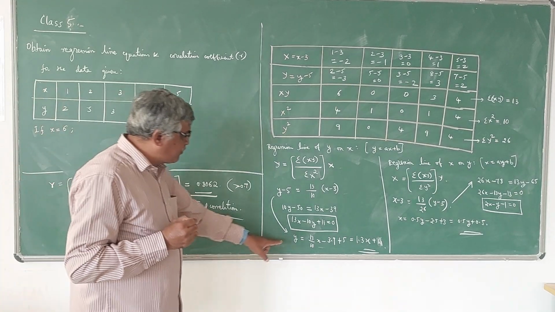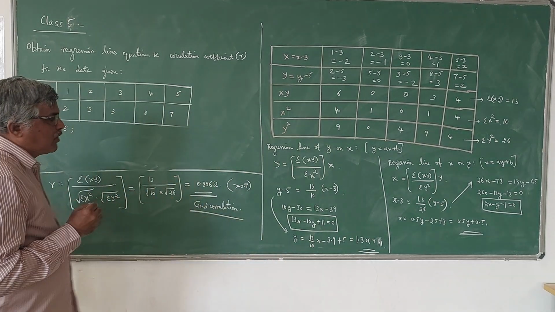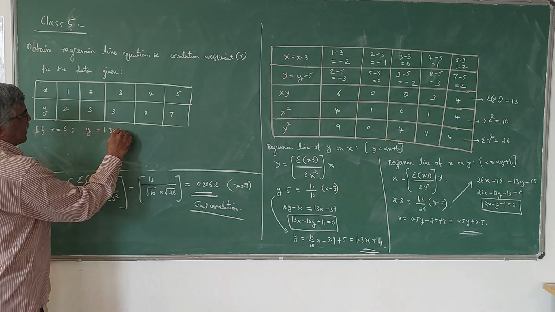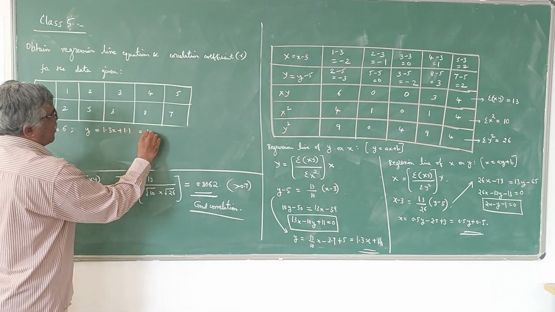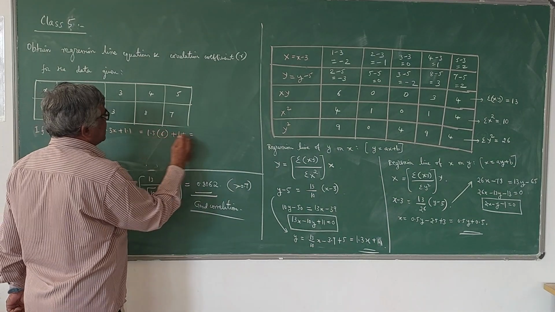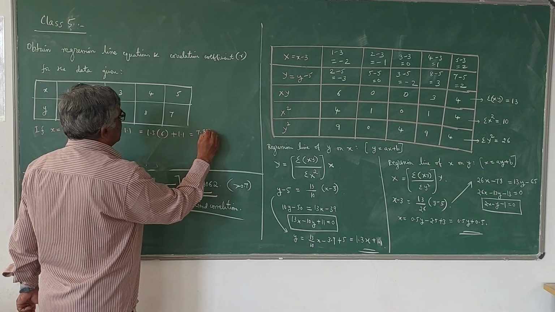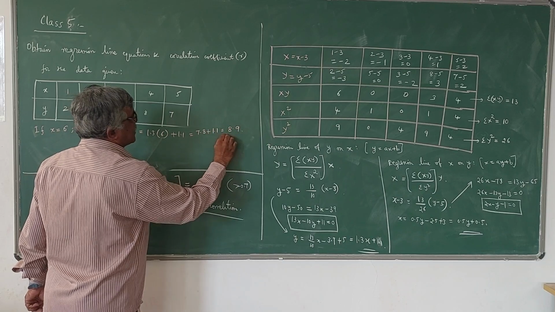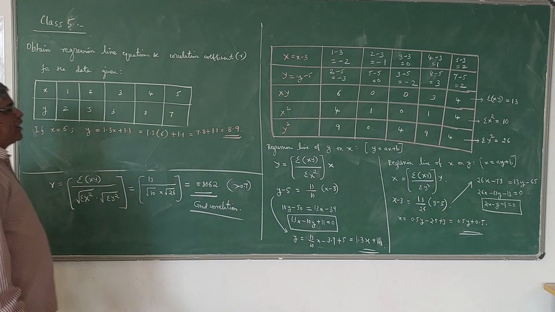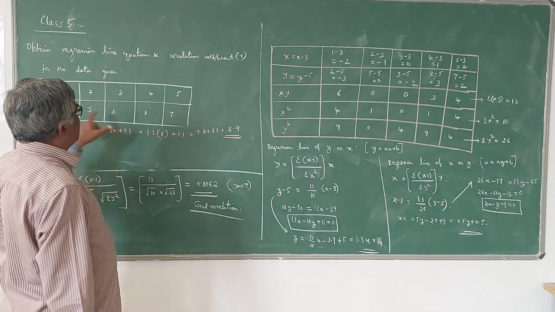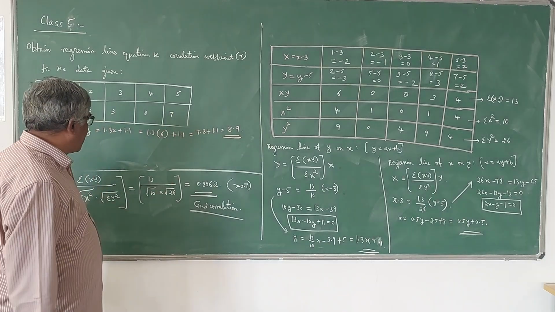So y can be obtained using this. So y is equal to 1.3x plus 1.1. So that is 1.3 into 6 plus 1.1, which is 7.8 plus 1.1. You can take it as 8.9. So approximately it is 8.9. So when x is 6, the value of y is 8.9.